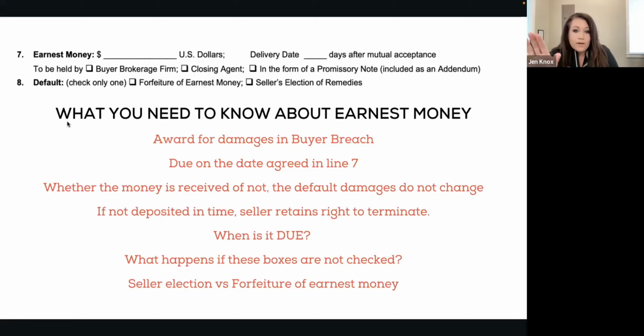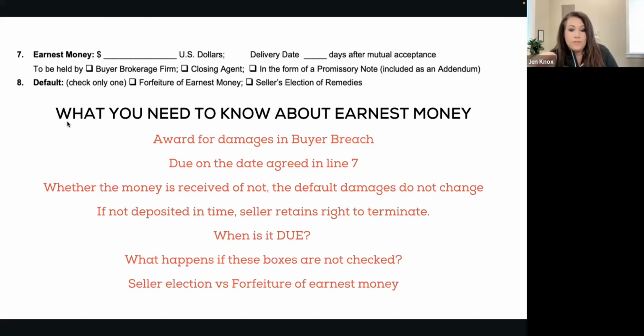So with these boxes here, sometimes there's a lot going on in Form 21, and sometimes these little check boxes get missed. Missing any of these boxes does not mean that the contract is not mutual. There is actually a default for both lines 7 and 8. Earnest money default will default to the number of days in the boilerplate language on Form 21.